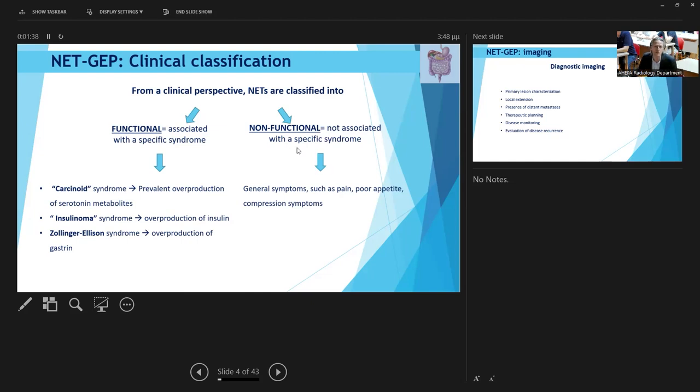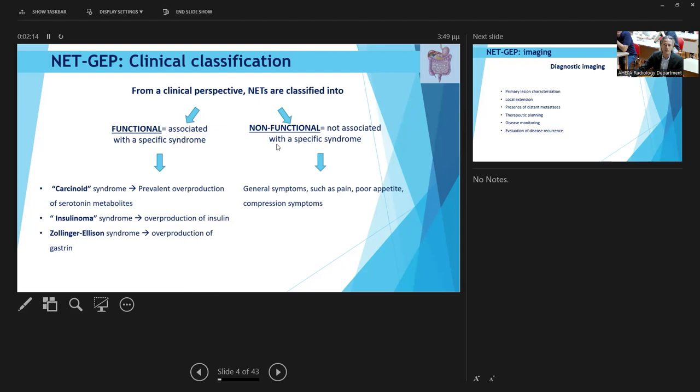Why is this so important from a radiological point of view? Because in the case of a non-functional tumor, the radiologist makes the diagnosis and the staging, and then the clinician will confirm the diagnosis through the evaluation of hormone secretion, while in the functional case, we only have to stage the disease, which manifests itself due to hormone hypersecretion, like the carcinoid syndrome, the insulinoma, or Zollinger-Ellison syndrome, characterized by multiple ulcerative alterations along the bowel.